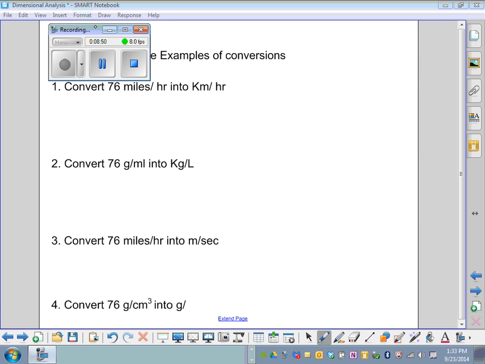So here are some double conversions. And how do you do double conversion problems? I have 76 miles per hour. I'm going to write the unit that's on the top in one color and the one at the bottom in the other color so that we understand better.